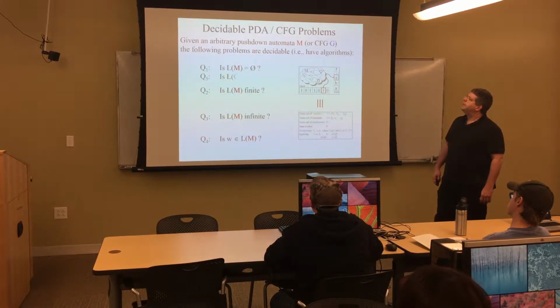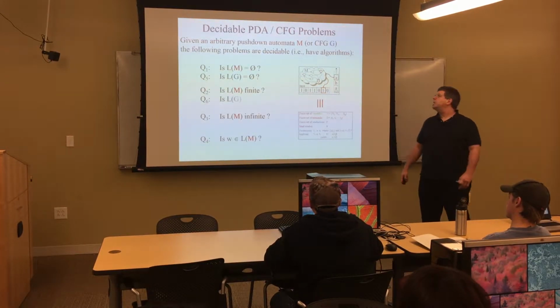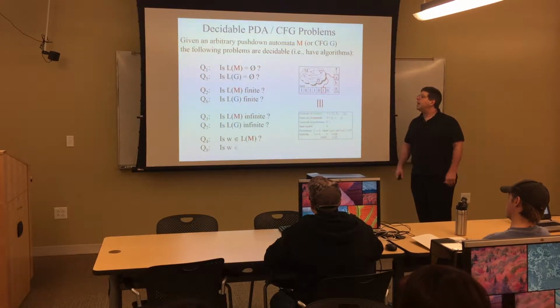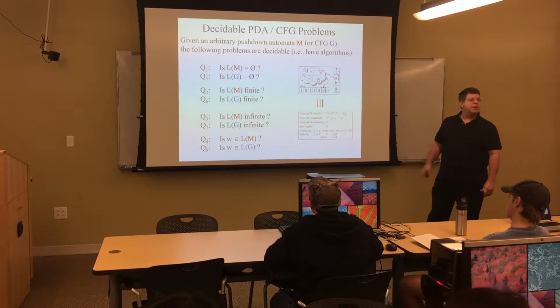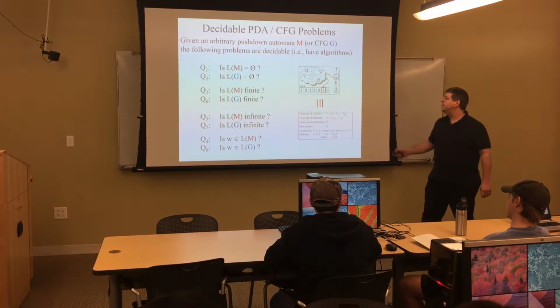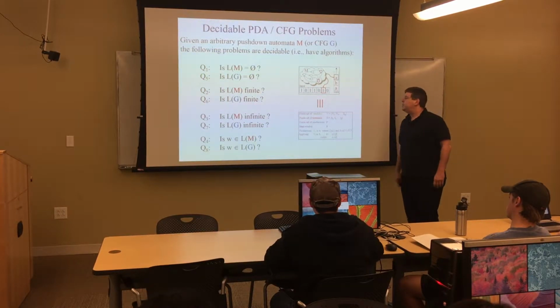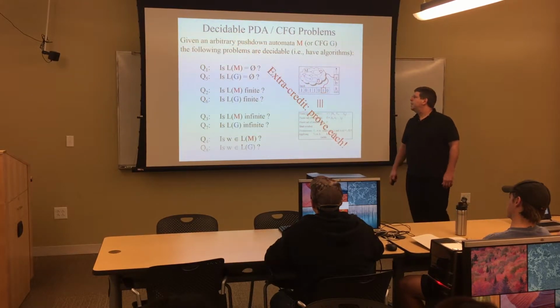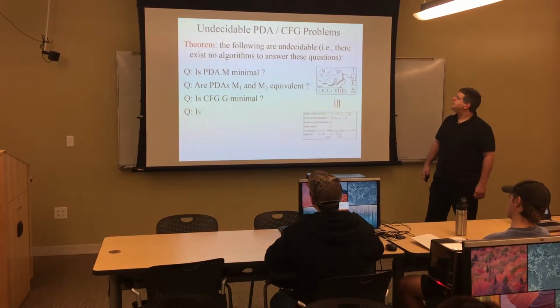Decidable properties of pushdown automata and context-free grammars include whether the language of them is empty or not, whether the language of each is finite or infinite, and whether a string is in a language or not. That's the problem of parsing, actually. And for extra credit, we asked to prove these.